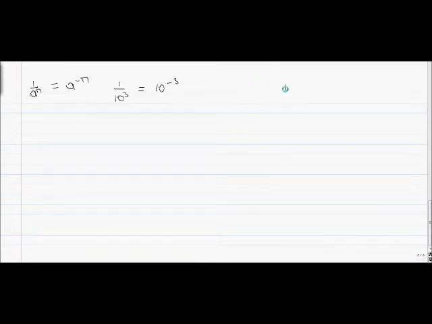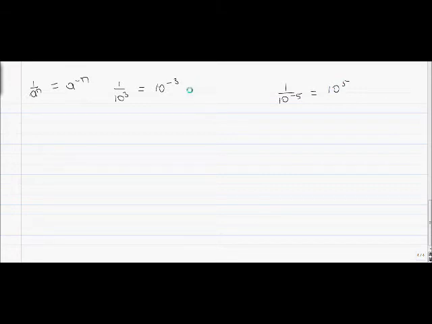Another example is going to be this, 1 over 10 to the negative 5. Same idea. We take 10. And again, what should happen is we take this negative 5 and bring it to the 10, but make sure to change the sign along the way: 10 to the 5th.